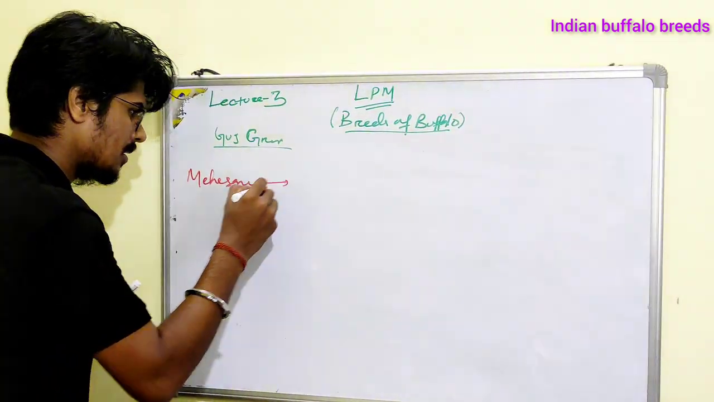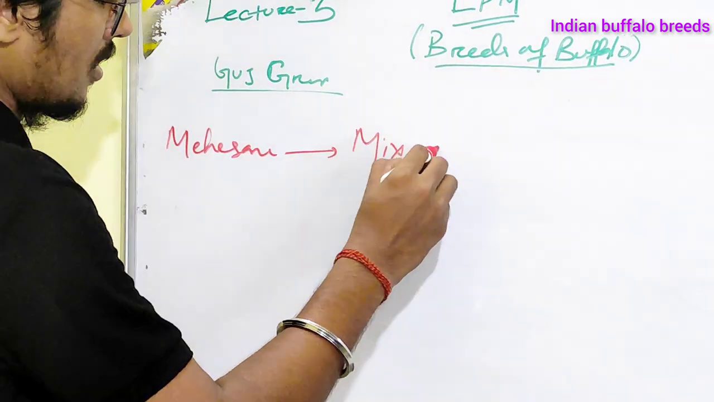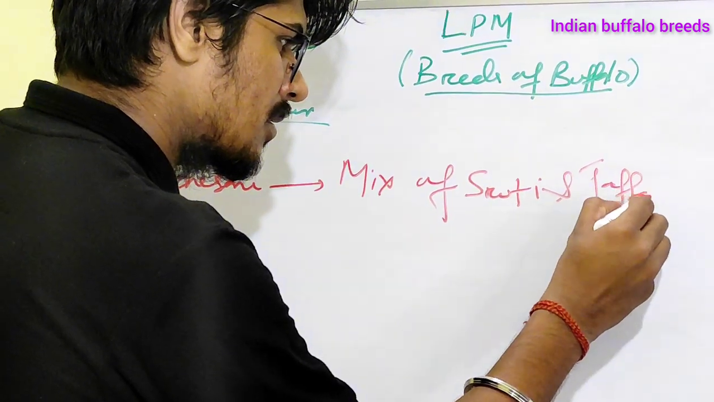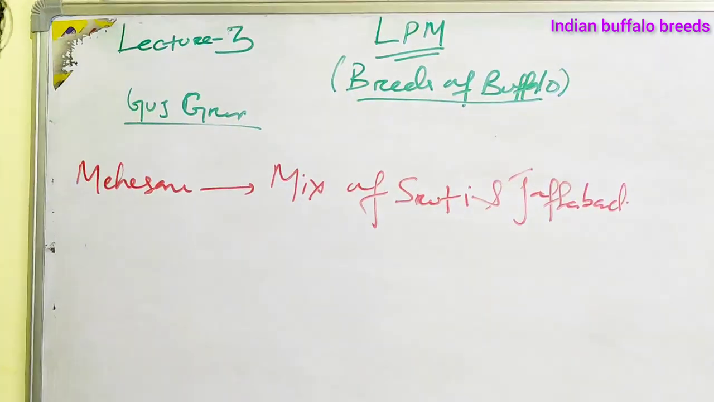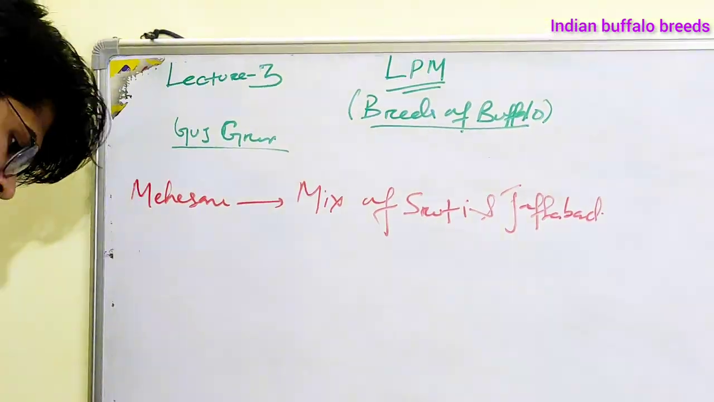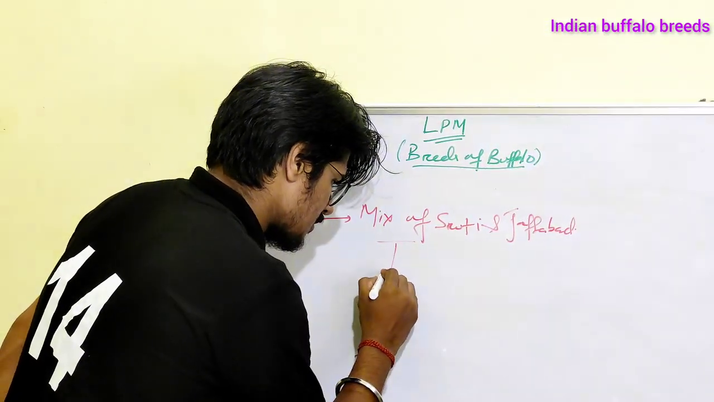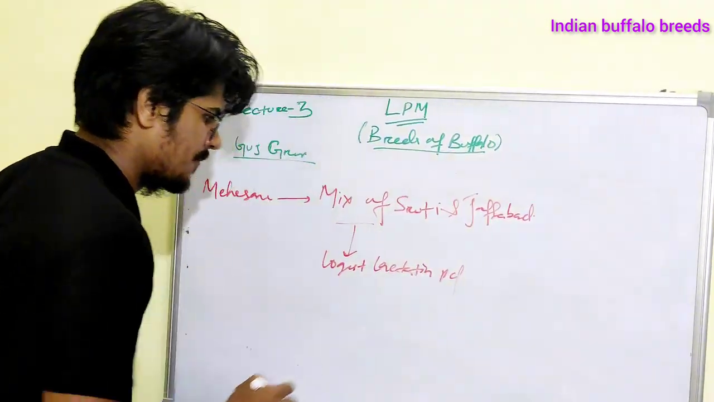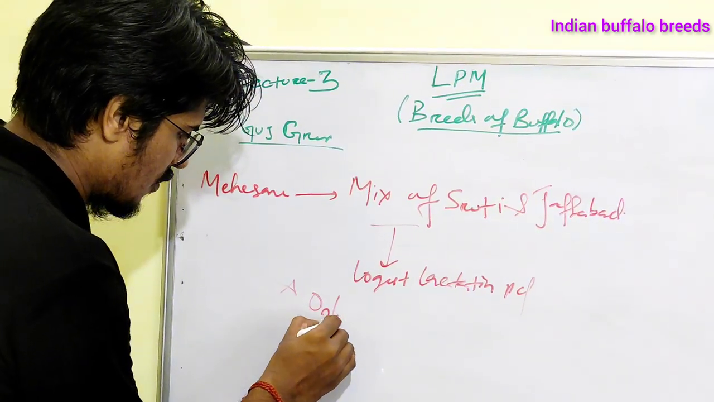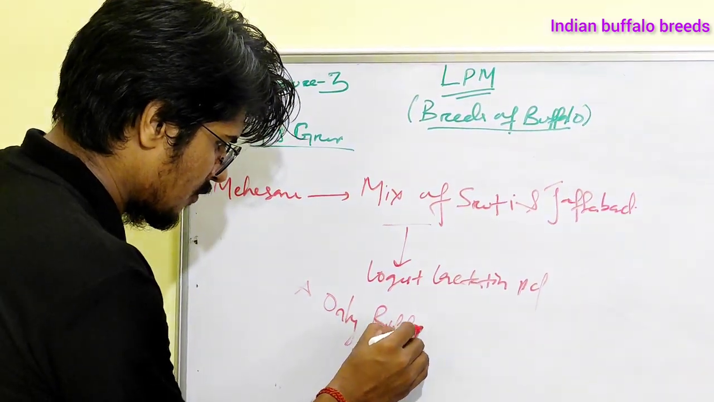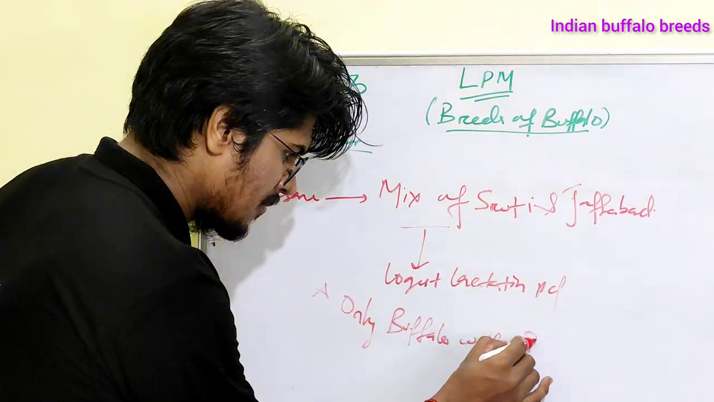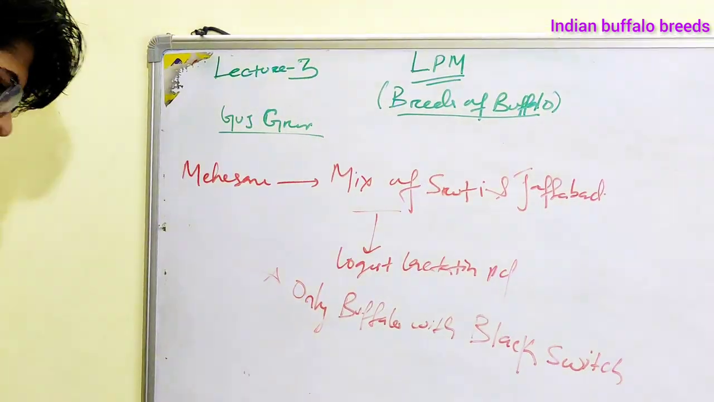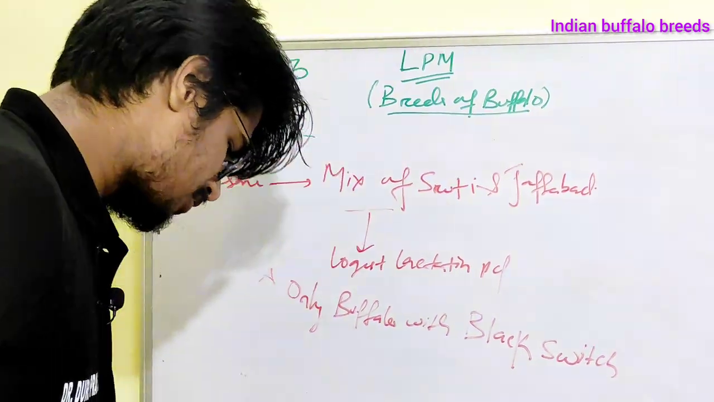The next breed from the Gujarat group is Mehsana. Mixture of Surti and Jafarabadi. Longest lactation period and only buffalo with black switch. What do you mean by black switch of tail?